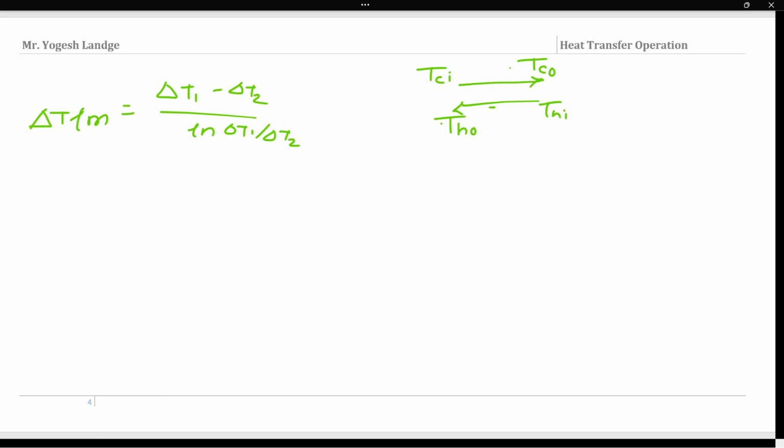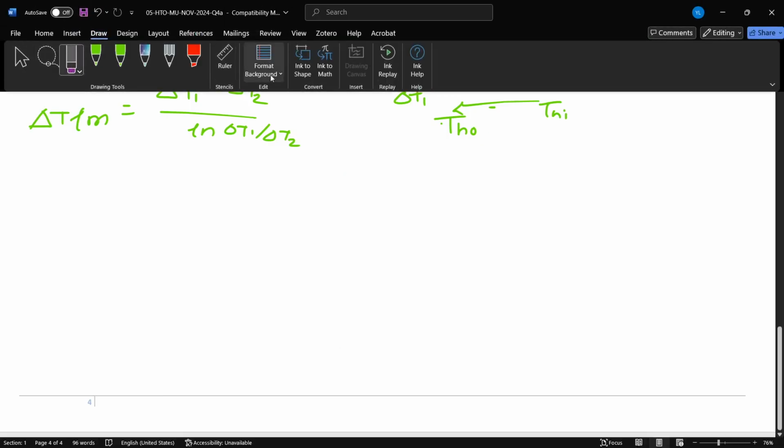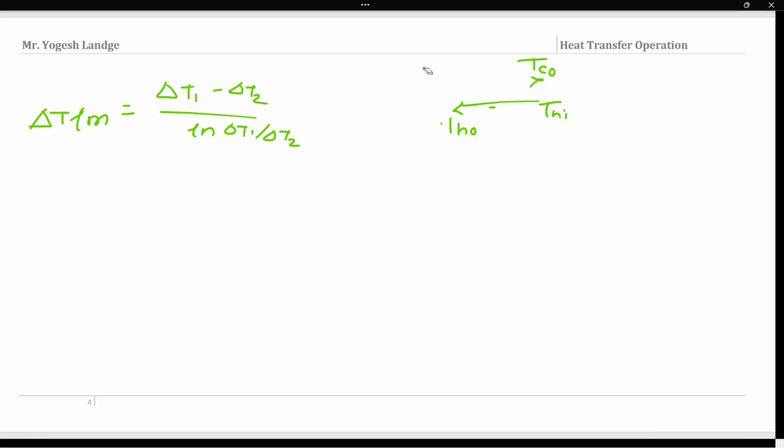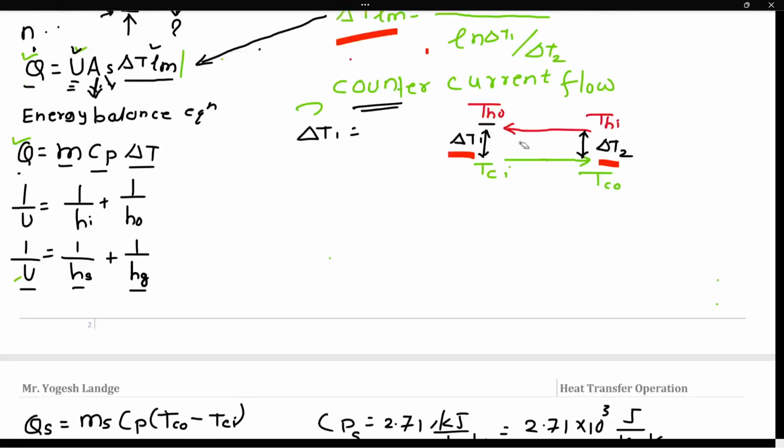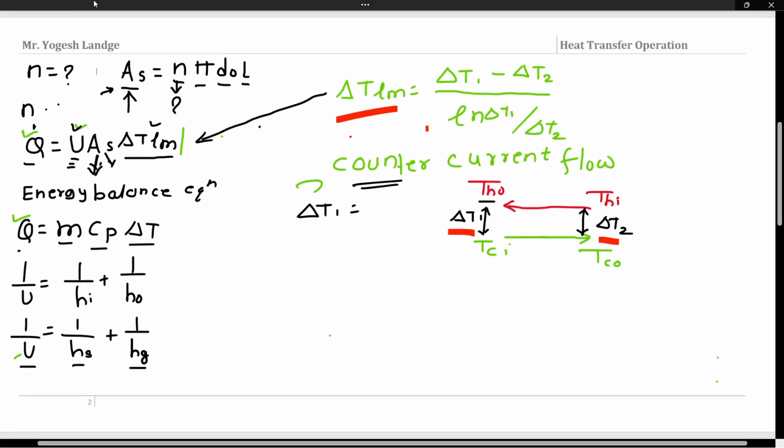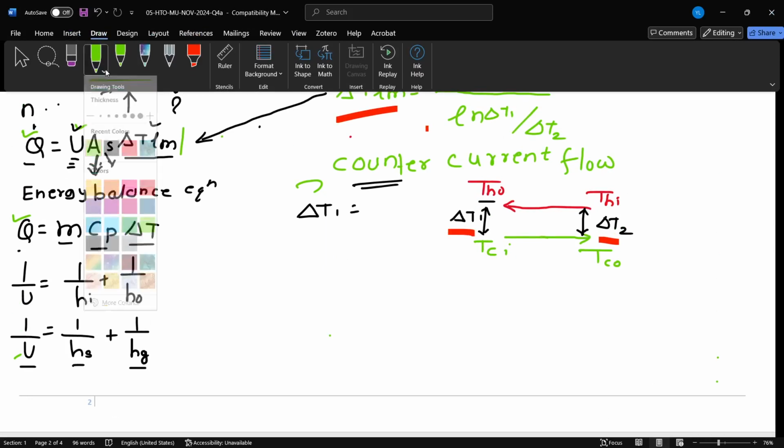So what are the temperatures? Here we write the temperatures, that is the value of delta T1. So we say that this is the delta T1. I can write delta T1 is equal to, just on the basis of the last formula that we have. So this is the formula. So delta T1 is what?